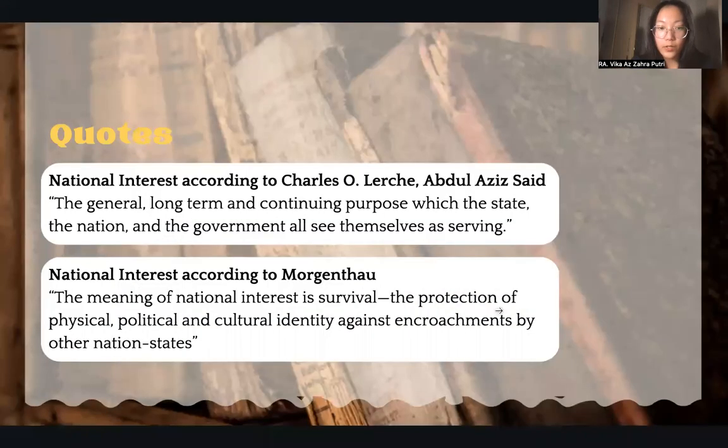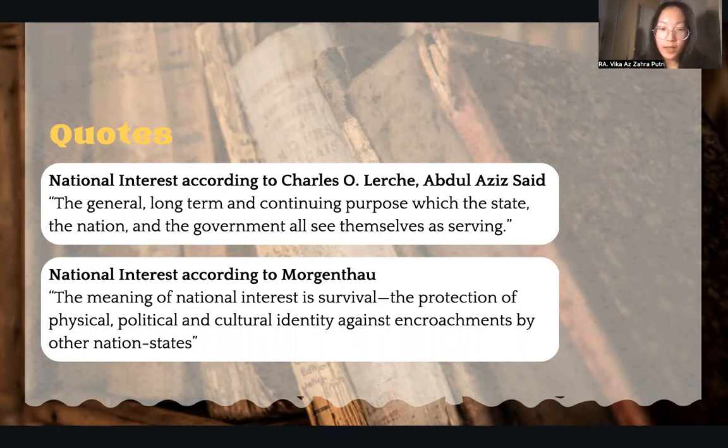And there are also interpretations, according to scholars, such as Charles and Abdul Aziz, that define national interest as the general, long-term, and continuing purpose which the state, the nation, and the government all see themselves as serving. And also, according to Morgenthau, the national interest is about survival, and it is about the protection of physical, political, and cultural identity against encroachments by other nation states.